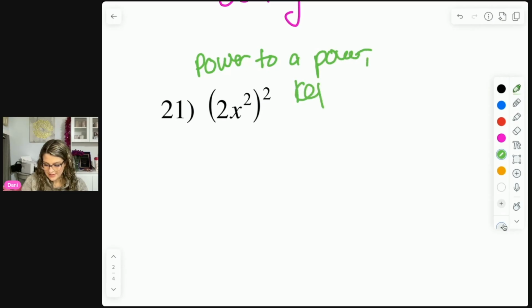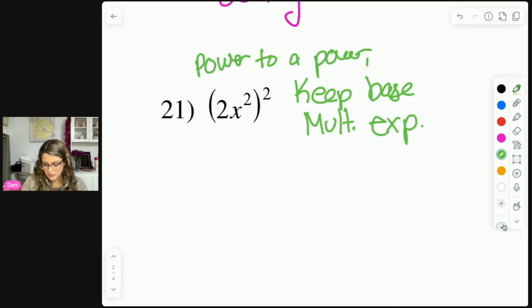is keeping the base. Keep the base. Multiply the exponents, but it's multiplying the exponents to every single piece. So be careful, because when we're looking at this first example, 2x squared, that whole thing is being raised to the second power. So really 2 is to the first and x squared. Okay, so 2 to the first is being squared, and so x squared is also being squared.